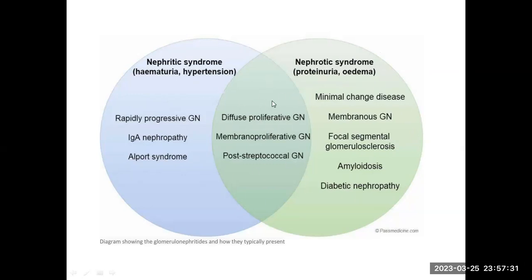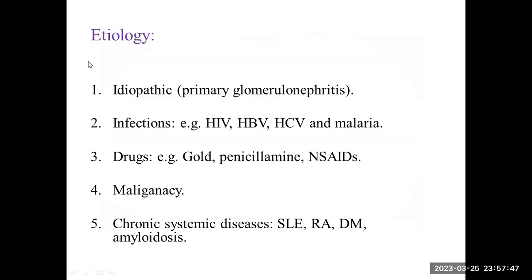we have conditions which can present with nephritic plus nephrotic at the same time, like diffuse proliferative, membranoproliferative and post-streptococcal. We will come back to this figure when we talk about specific types of glomerulonephritis in the next session. But before that, let's talk about the etiology. What are the possible causes of glomerular disease?